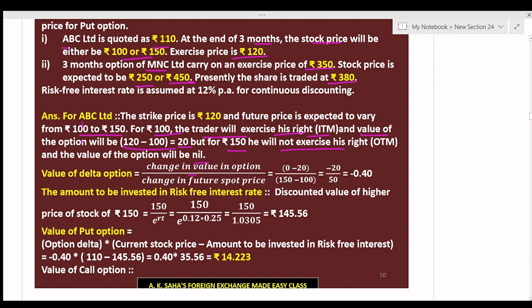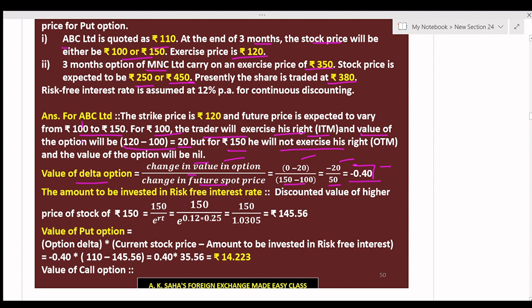Now, value of the option delta. Change in value of option divided by change in future spot price is equal to 0 minus 20 divided by 150 minus 100. That is minus 20 by 50, which is equal to minus 0.40. You see, for put option, the delta value is minus 1 to 0, and for call option, it is 0 to positive 1. Here it is minus 0.40.